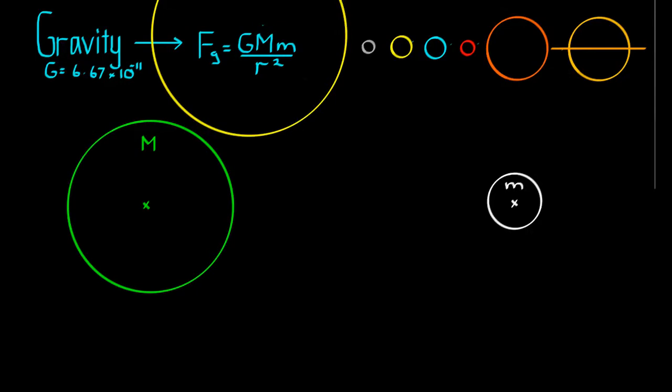Now there are four principal forces acting in the universe that we know of. There's the strong nuclear force, the weak nuclear force, the electromagnetic force, and then there's gravity. And the force of gravity is basically the force that attracts any two bits of matter in the universe towards each other.